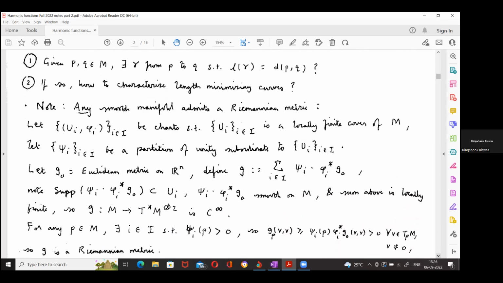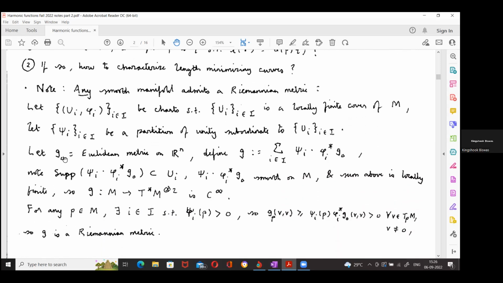Now you let g naught be the standard Euclidean metric on Rn, the usual inner product on Rn. And what I can do is, on each chart Ui, pull back the Euclidean metric by the diffeomorphism phi i.